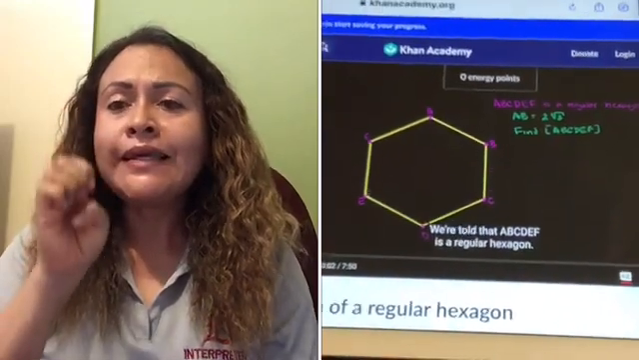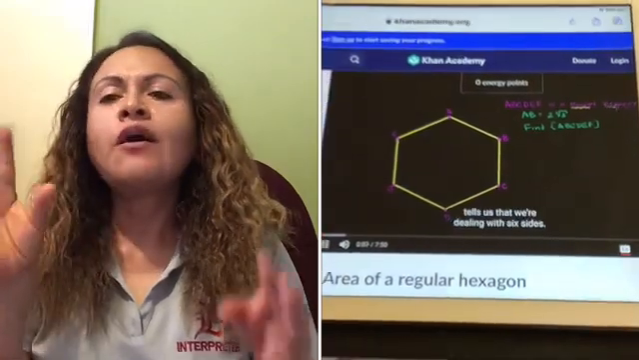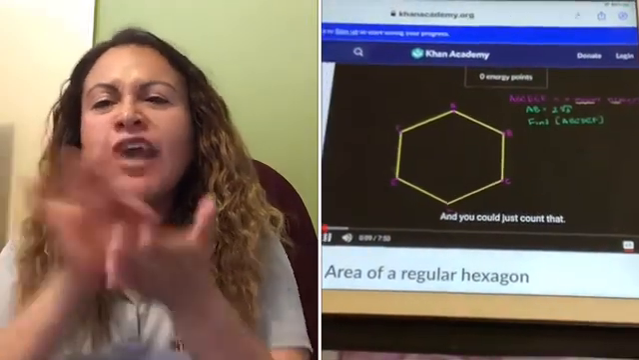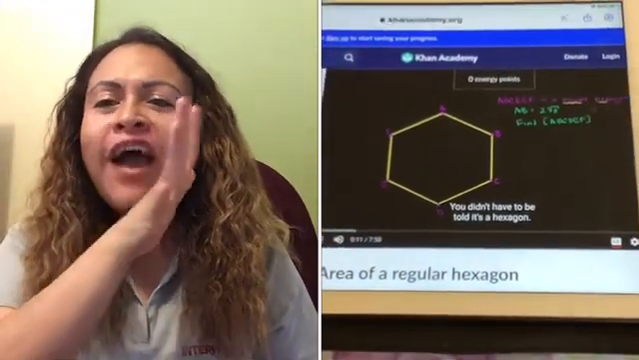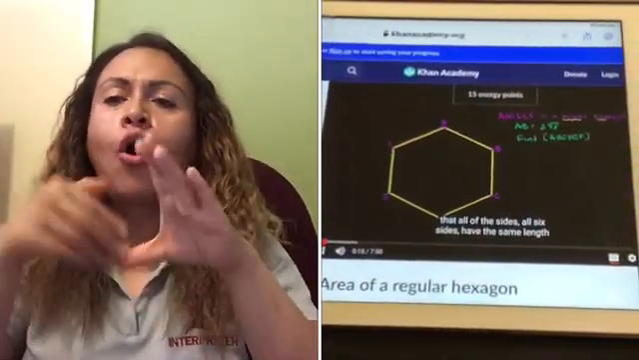This regular part, hexagon obviously tells us that we're dealing with 6 sides, and you can just count that. You didn't have to be told it's a hexagon. But the regular part lets us know that all of the sides, all 6 sides, have the same length, and all of the interior angles have the same measure.